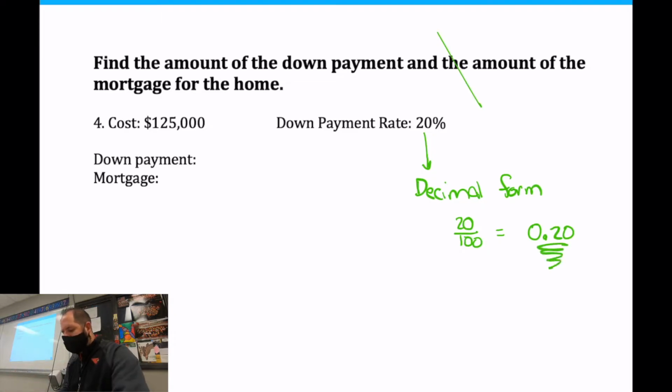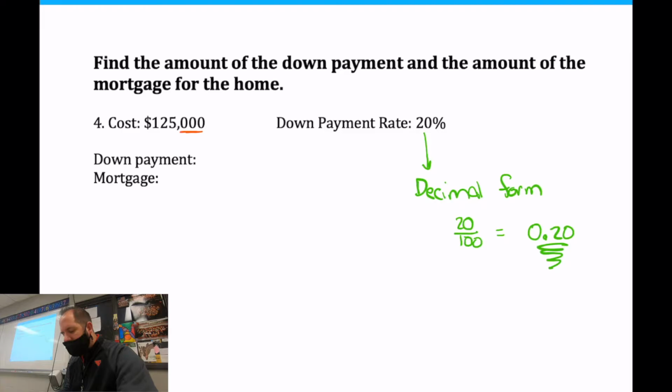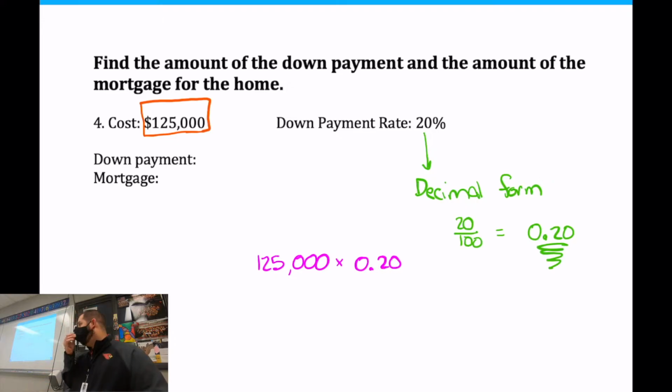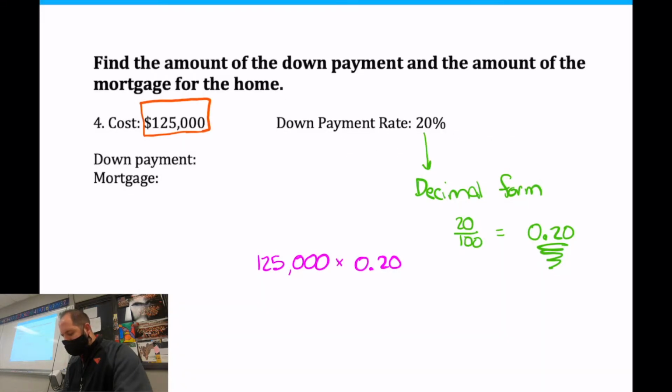So pretty good. All right, now we're going to use that number, and we're going to calculate what my down payment is. So you're going to take the cost of your home, this cost, and you're going to multiply it. You're going to take the $125,000 home, and you're going to multiply it by 0.20. This will tell you what I'm paying as a down payment, 20% of this house. So as a down payment, what are we getting? So you multiply it, what do we get?